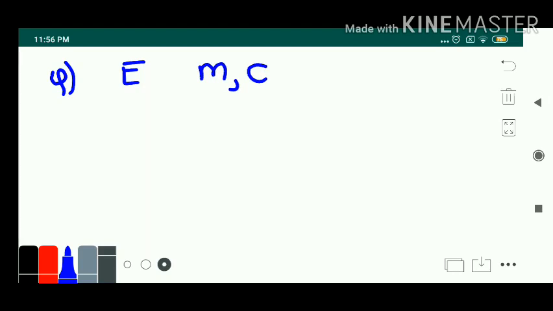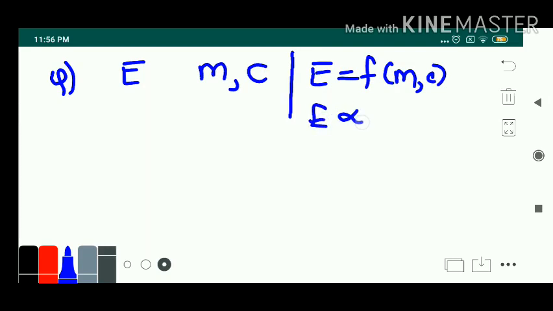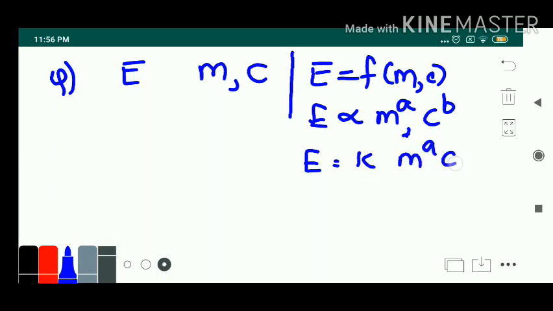So just like in any previous case, what will we write? We'll write energy is a function of mass and speed of light. That means I can write E is proportional to mass raised to A and speed of light raised to B. Then, in order to remove the proportionality, I will write a constant K, M raised to A, C raised to B. Exactly the same steps as the previous cases.